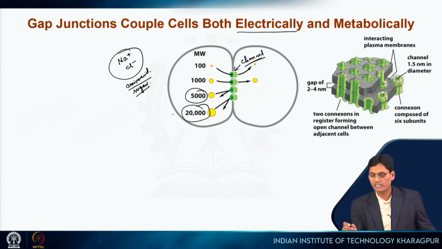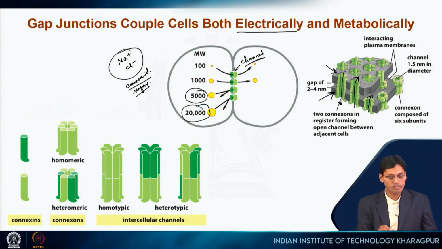And as you can see here, this is just in a different dimension. In this figure, this is one plasma membrane and this is another plasma membrane, and this is the channel here. As you can see, things can move in this direction. Those are the channels, and these are the channel forming proteins.